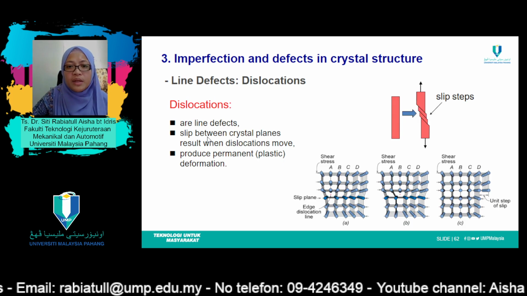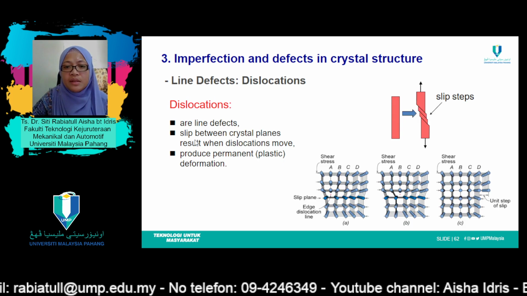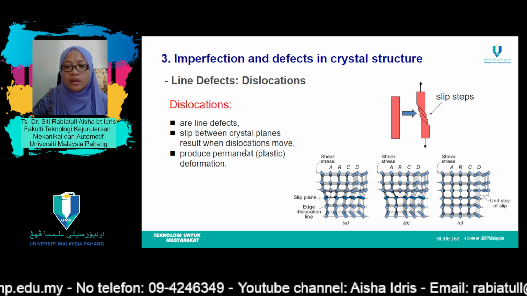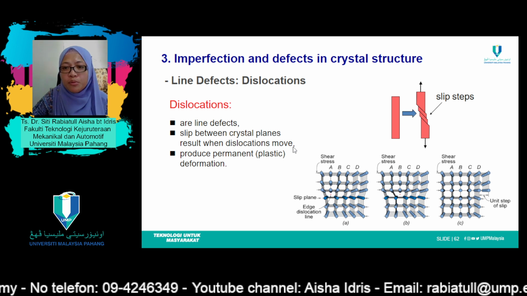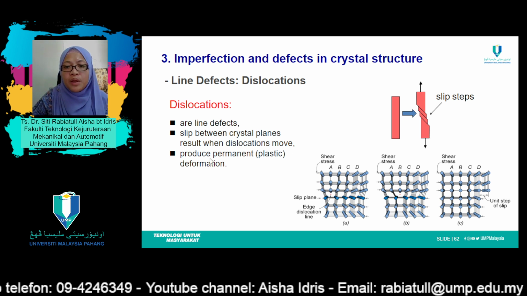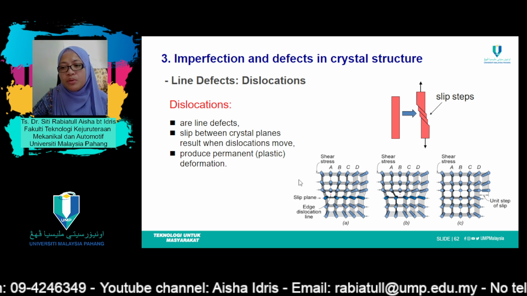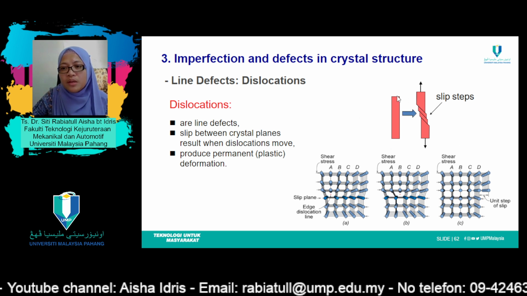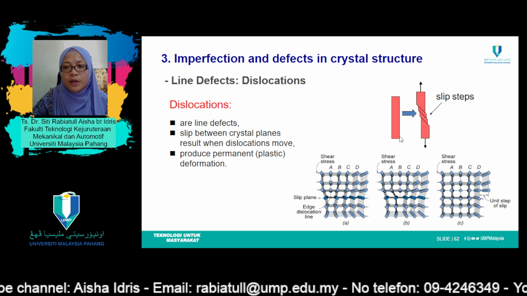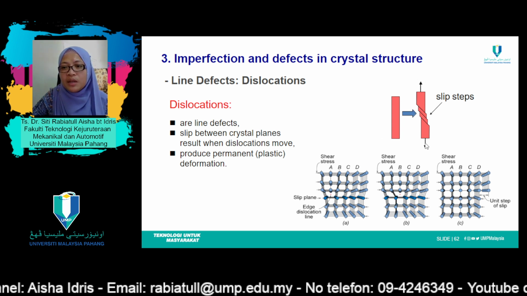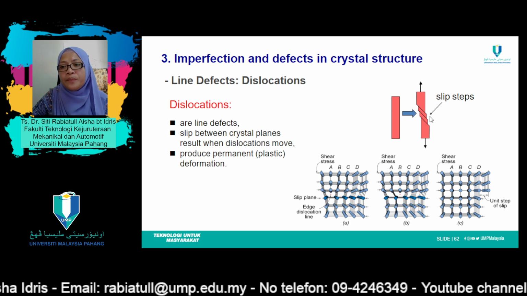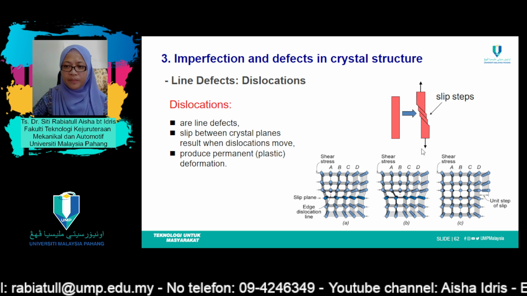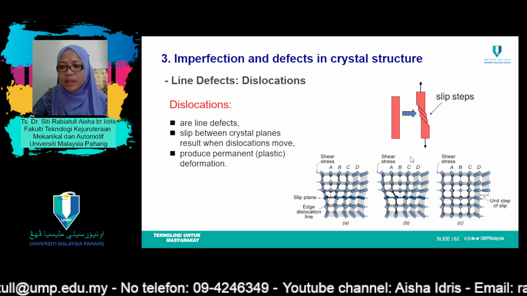Okay, this one is line defects. It happens due to slip between crystal planes, which results when dislocations move. It produces permanent deformation, which is plastic deformation. So you see this figure. This is the original part, and this one is after it dislocated. That will happen to the material.